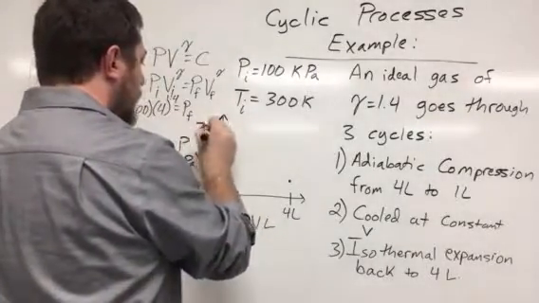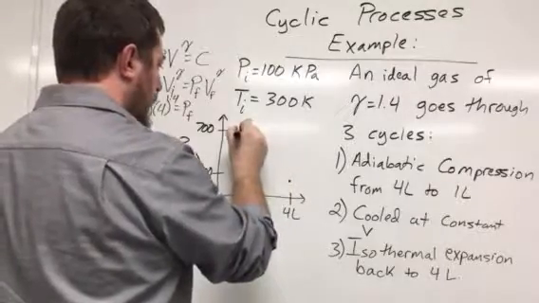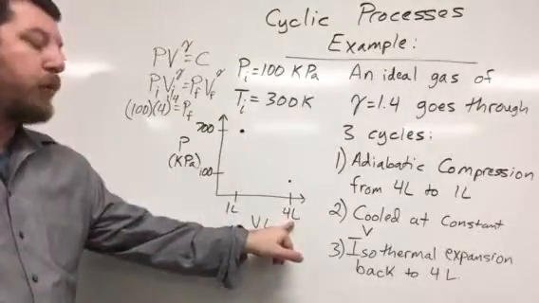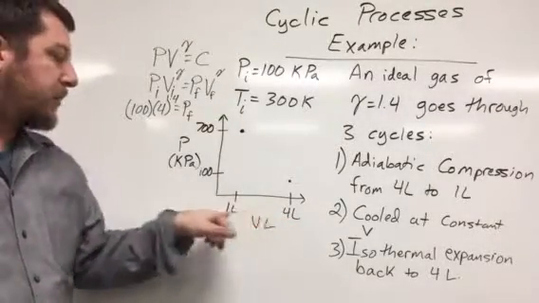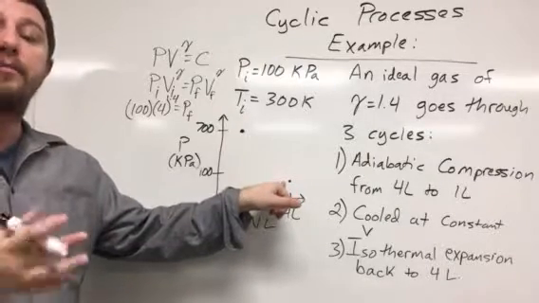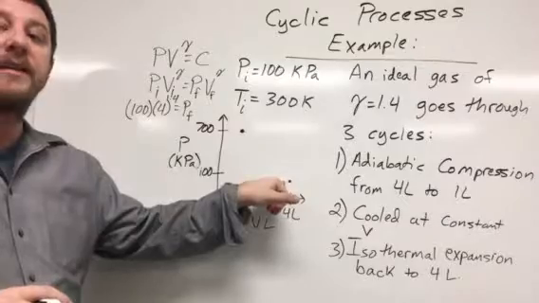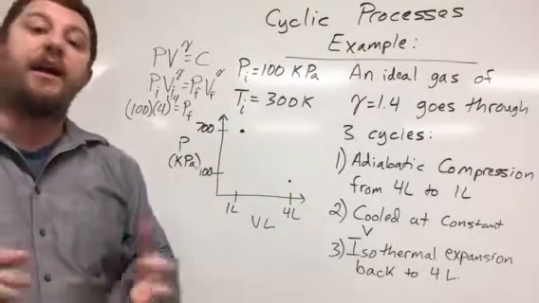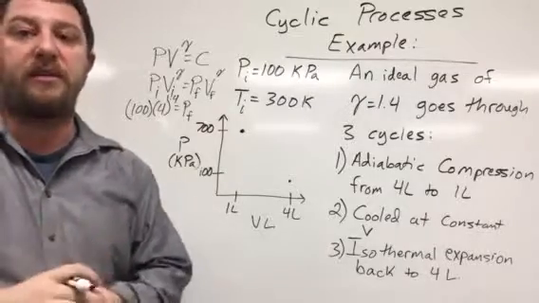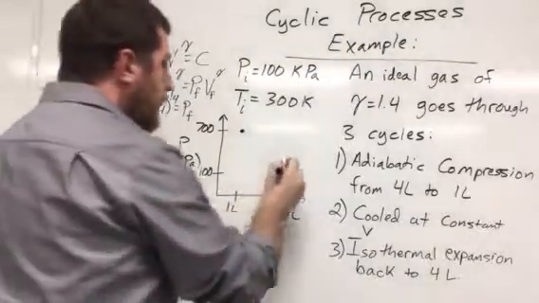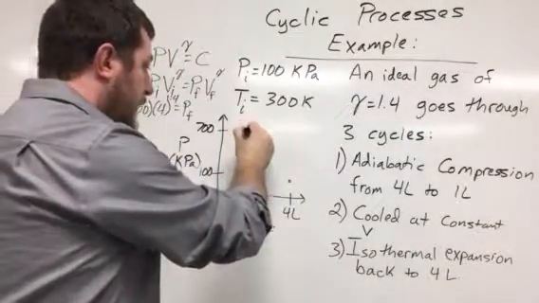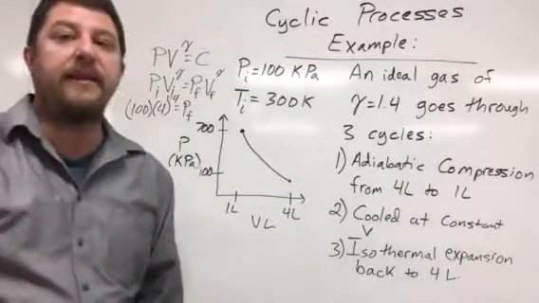So the compression is going to move the gas from 4 liters to 1 liter, and the pressure is going to increase from 100 kilopascals to 700 kilopascals. And if you think about it, that makes sense. If I'm pressing down on the gas, then that is going to decrease the volume and raise the pressure. And remember, this is adiabatic, so it's going to follow a path something like this.